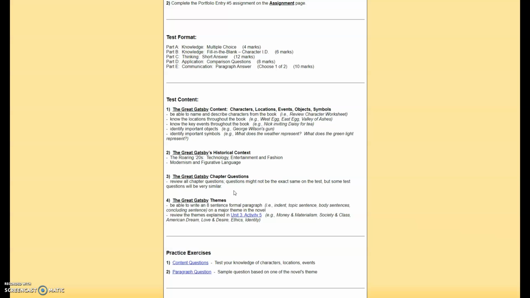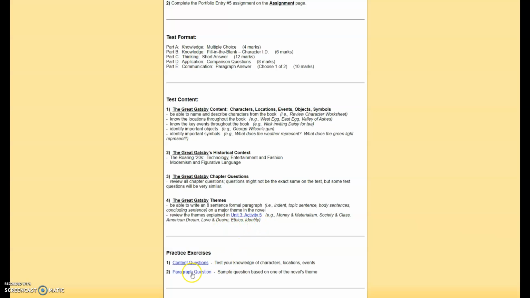And lastly, we've got Great Gatsby themes. So go back and look at Unit 3, Activity 5, and I've got the themes listed here. I'm going to take these 6 themes and turn 2 of them into a paragraph question, and then you'll have to write about how those themes work in the novel.